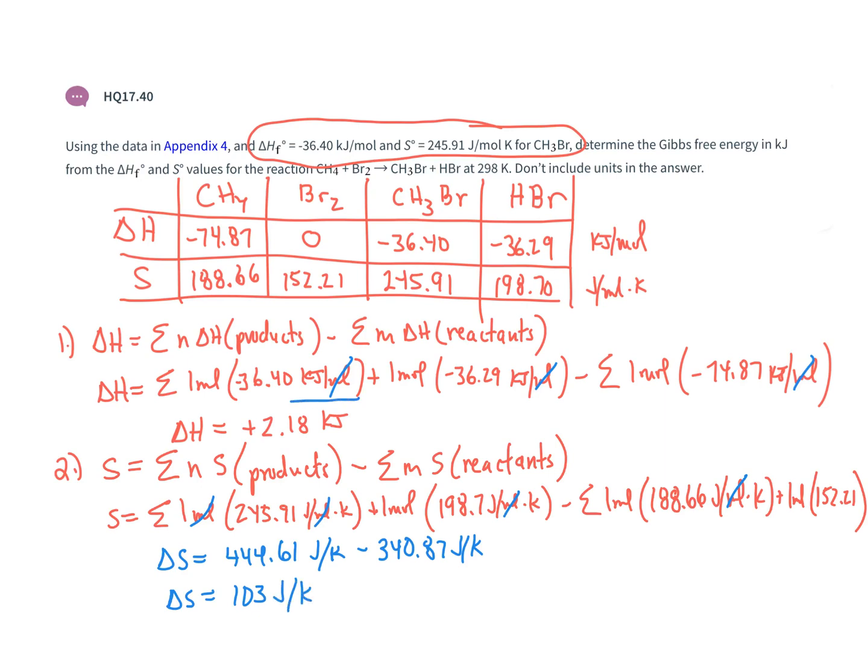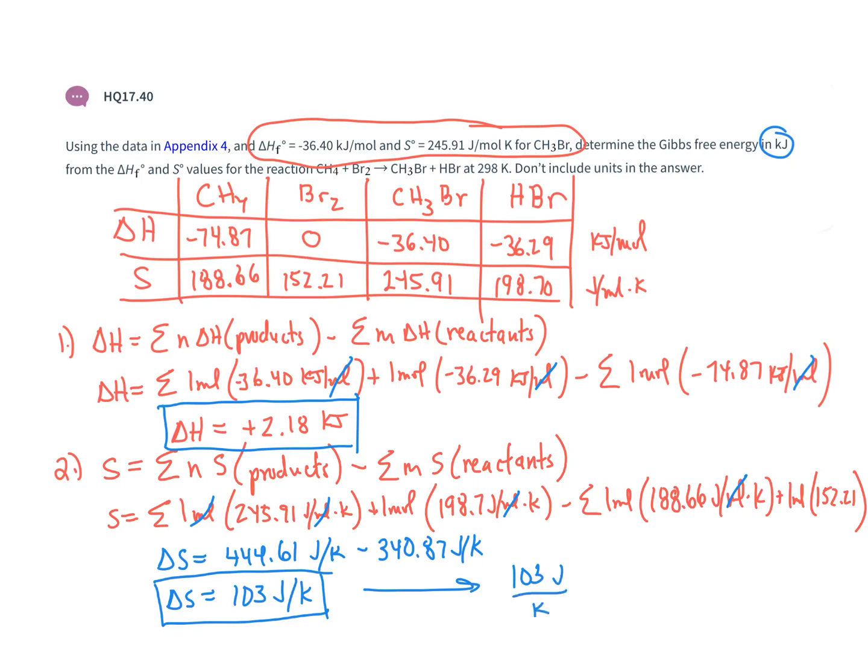So now I have my delta H, now I have my delta S, now I can find delta G. Not so fast, one more step. We want to find delta G in kilojoules. So I need to convert my entropy from joules into kilojoules. So I know I have 103 joules per Kelvin, and I know that there are 1,000 joules in 1 kilojoule, so I really have 0.103 kilojoules per Kelvin.